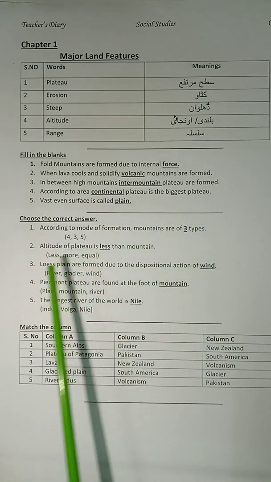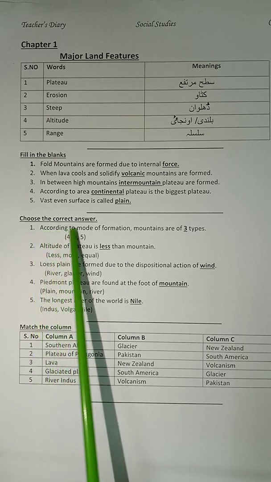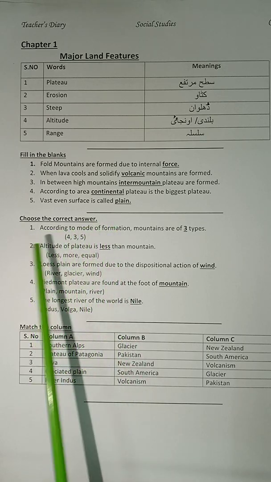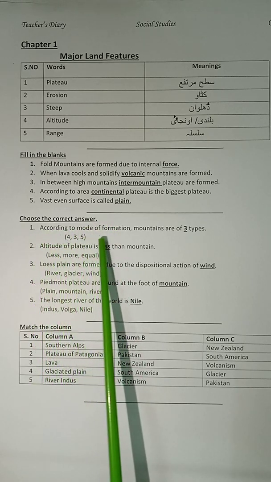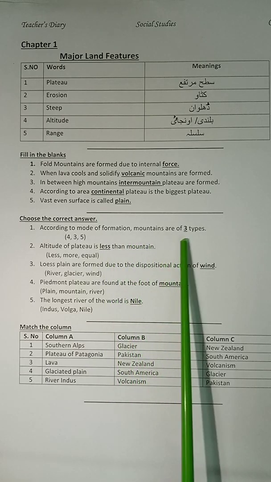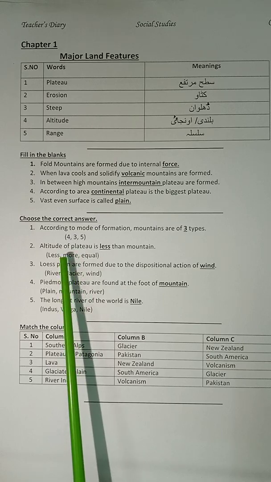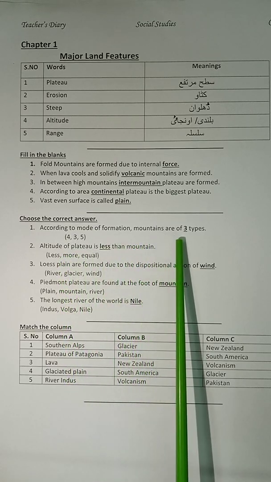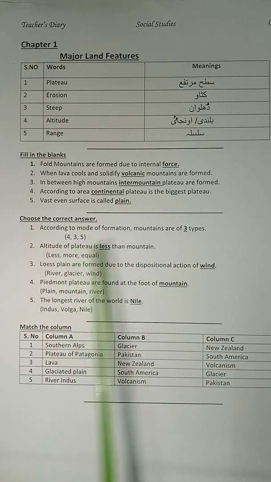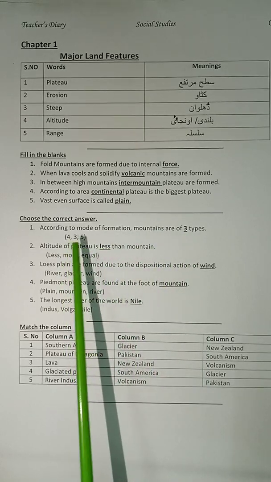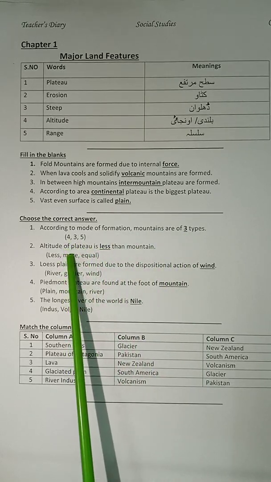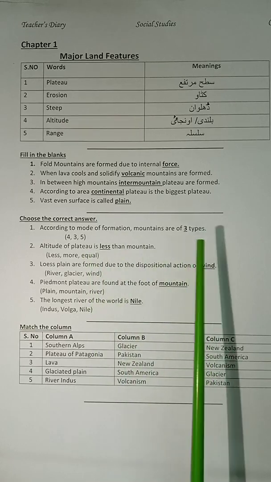Now we have another question, that is choose the correct answer. Okay, number 1 sentence is according to mode of formation, mountains are of dash types. We have 3 options and we have to select one of them. The correct option for sentence number 1 is 3. Okay, we have 3 options, 4, 3 and 5. The correct option is 3.